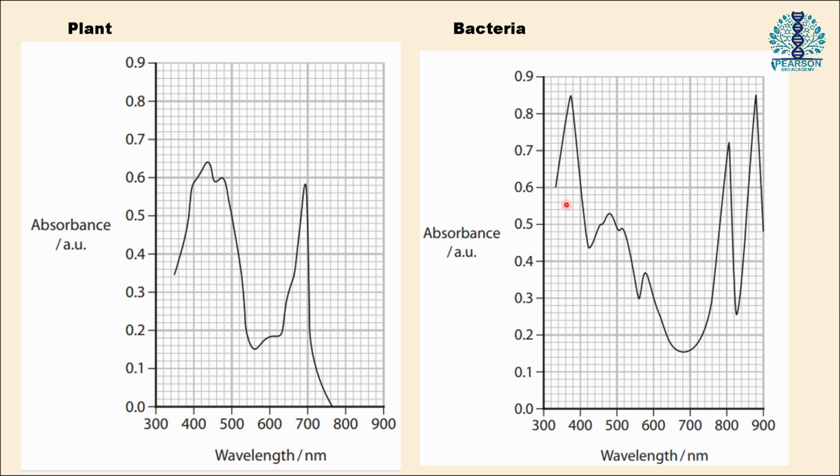And next, if you look at the maximum absorption, the bacterial pigments absorb maximally at 380 and 880 nanometers, while the plant pigments absorb maximally at 440 nanometers. Overall, you can say that the bacterial pigments absorb more light at most wavelengths compared to the plant pigments.